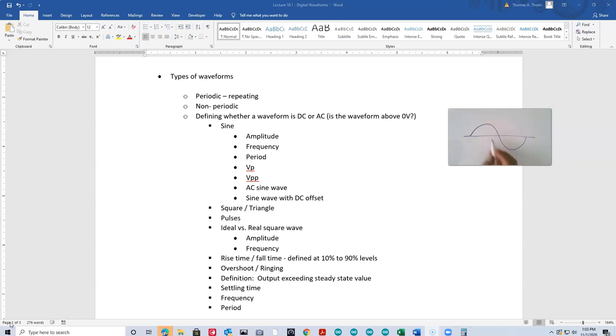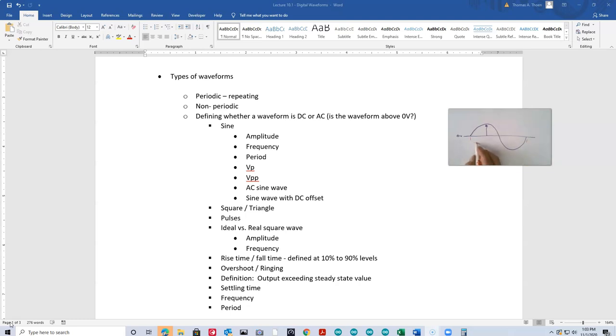The amplitude is essentially the height of the waveform, and we're typically looking at it from a 0.0 volt reference there. The frequency is dependent on the time it takes from the starting point here to the endpoint, where we have one period of the waveform.